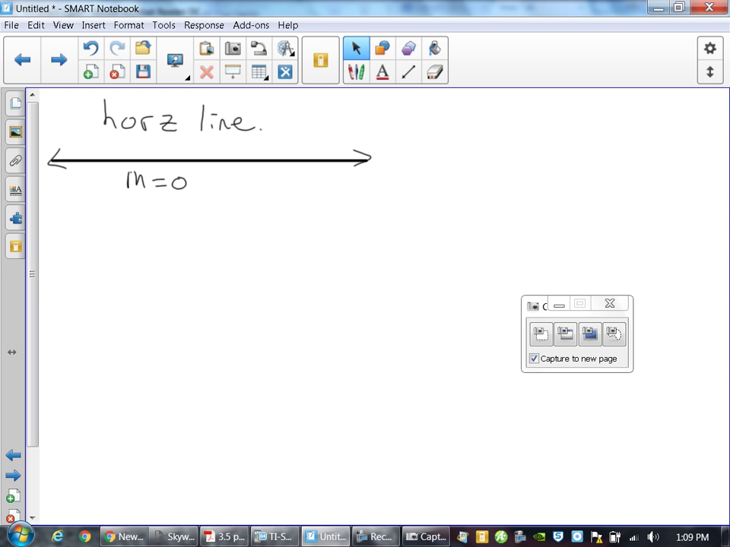It's not y equals a number. That's the equation of it. And that's the other thing that they all have in common. It's always y equals some number.